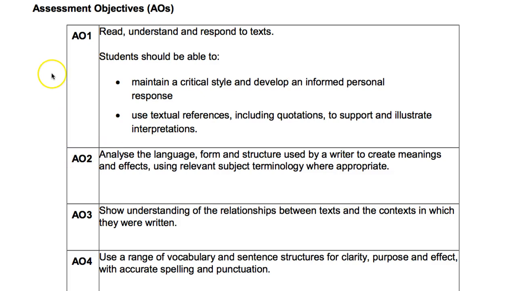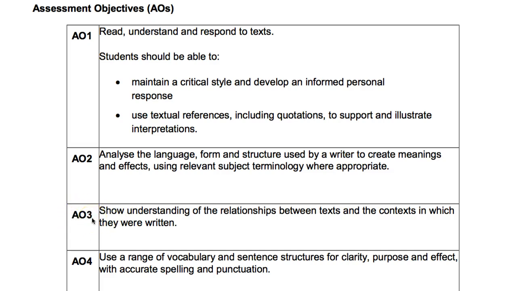Here are the 4 assessment objectives, which you might be familiar with. These assessment objectives are common to every exam board. I'm looking at AQA, but the government has made sure that every exam board has the same assessment objectives. If we come down to AO3, we can see that you have to show understanding of the relationships between texts and the context, which means the time in which they were written. You might think, well, I only have to write about context to meet that assessment objective.